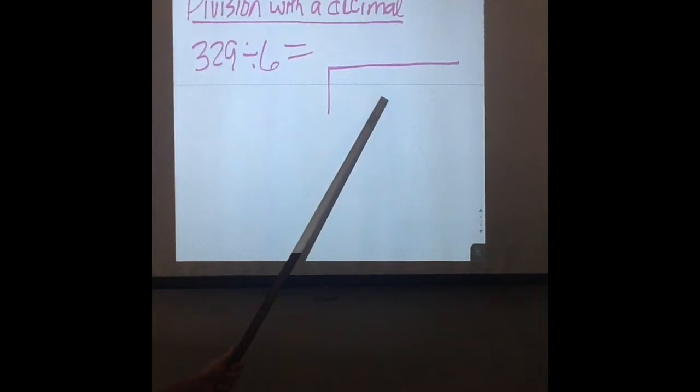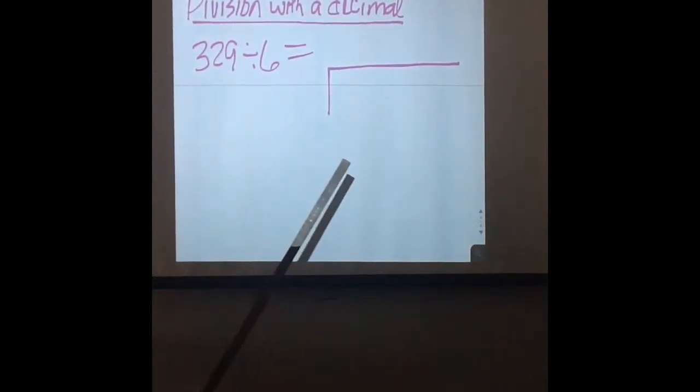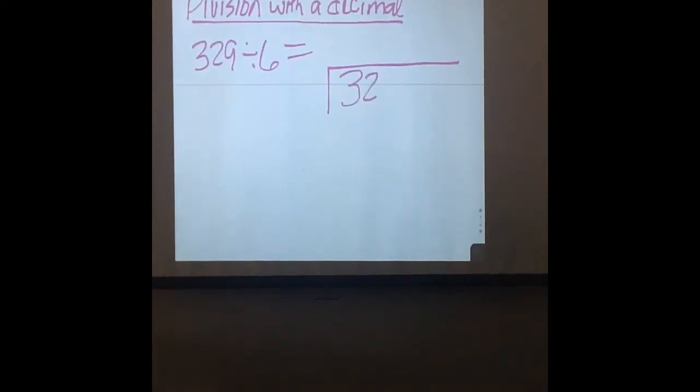Do you remember from yesterday? I hope you're all saying the first number goes on the inside of the house. And you would be correct. And then the 6 goes on the outside.